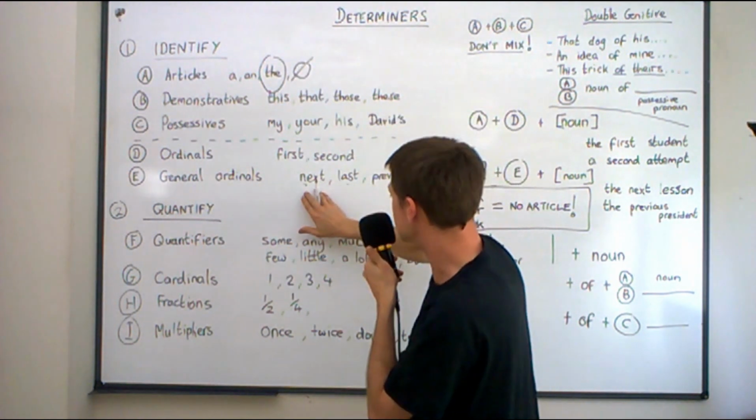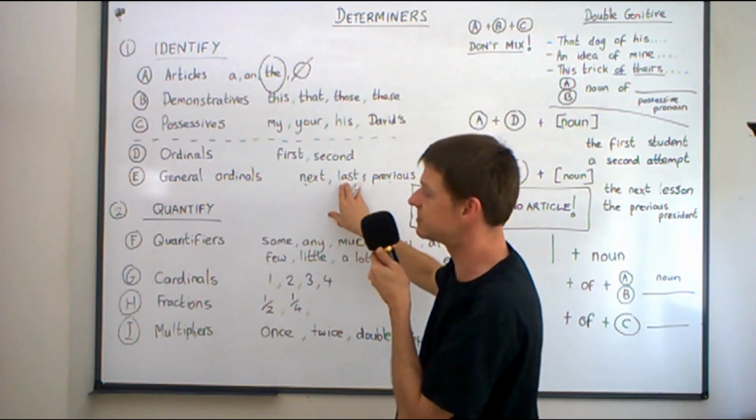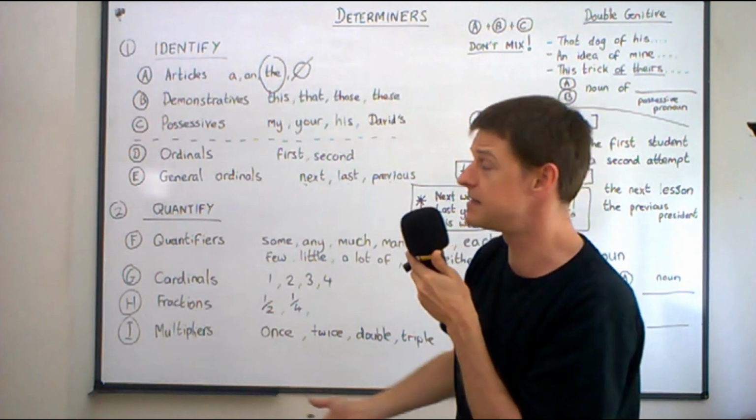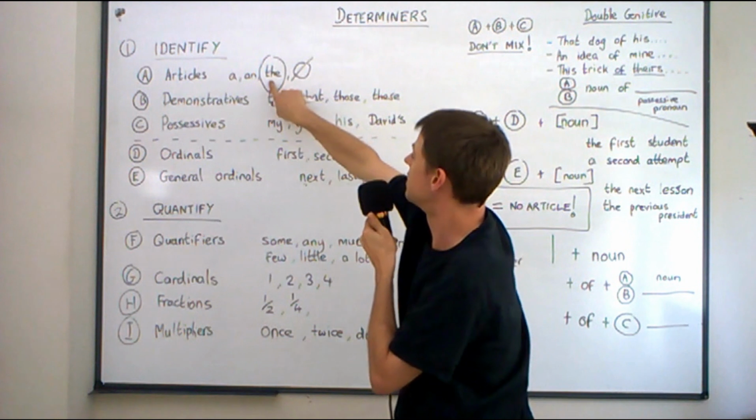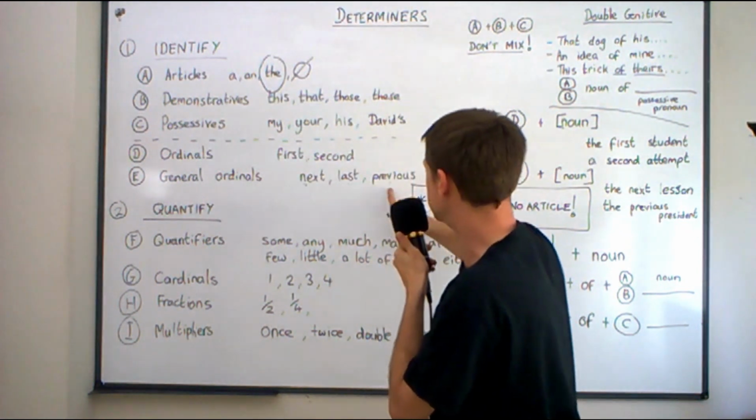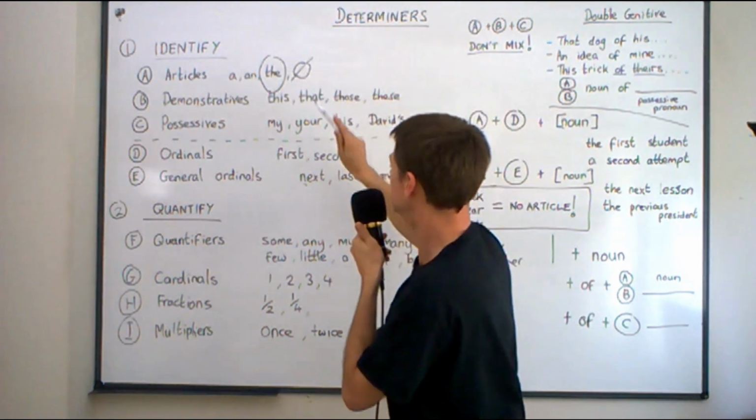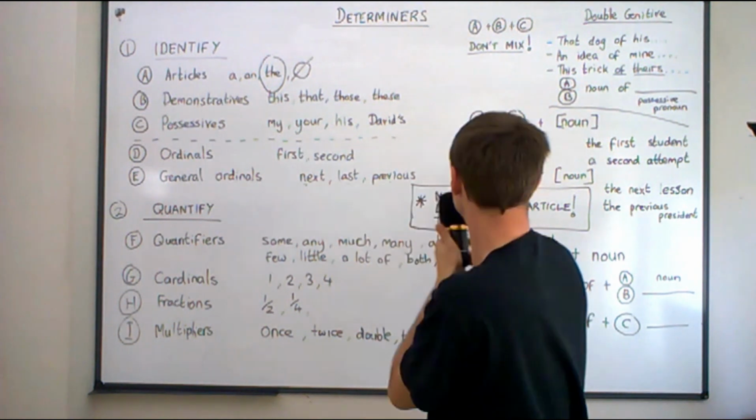So we say the next lesson, the last president, the previous prime minister. You can use the with certainly all 5 of these, and we usually do when it's the, then an ordinal or a general ordinal, and then a noun.